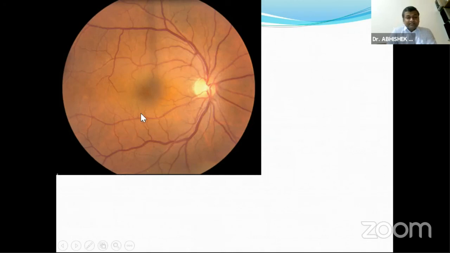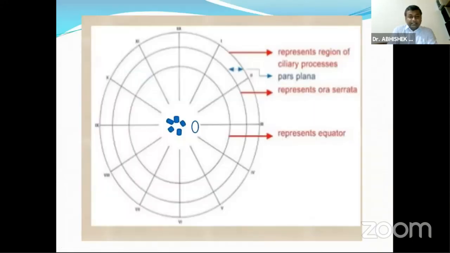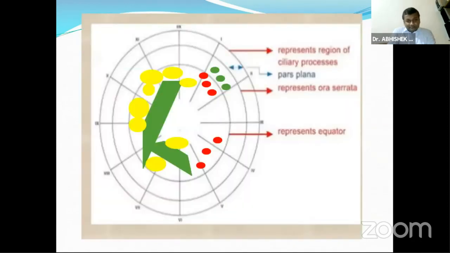And this patient is having cystoid macular edema. So we can see here on the FFA, the petalloid leak. And this patient, the cystoid macular edema can be drawn like radial spokes. And this patient is having PDR. So the various retinal exudates, the preretinal and the vitreous hemorrhage and the fibrosis can be drawn like this.